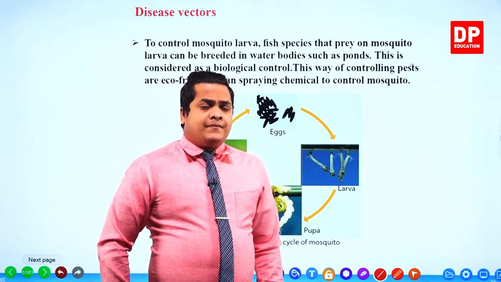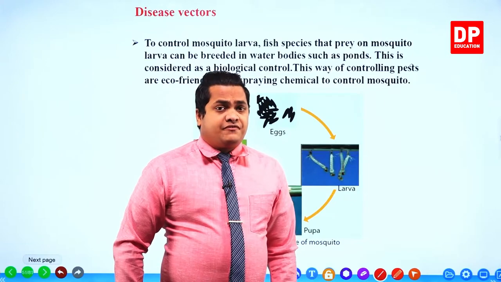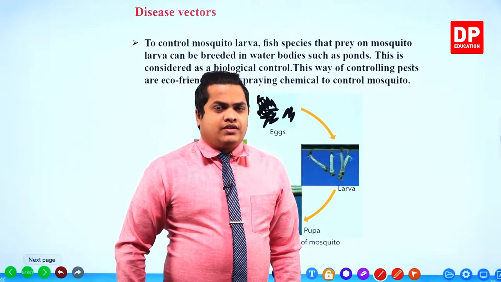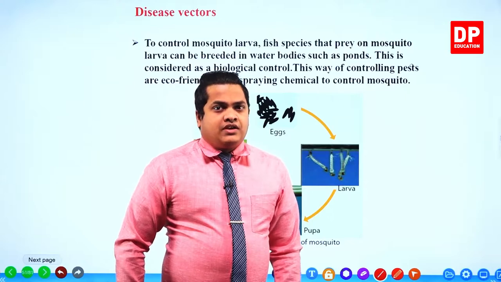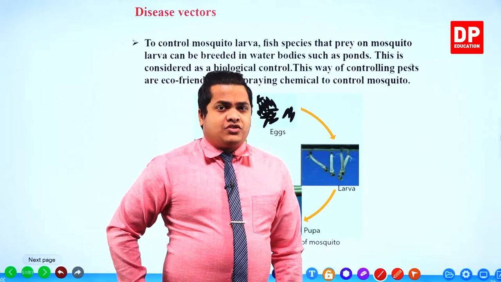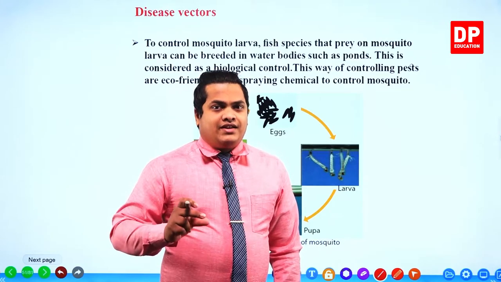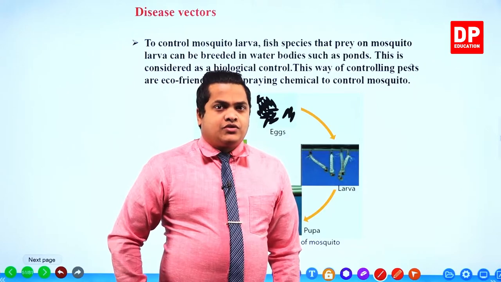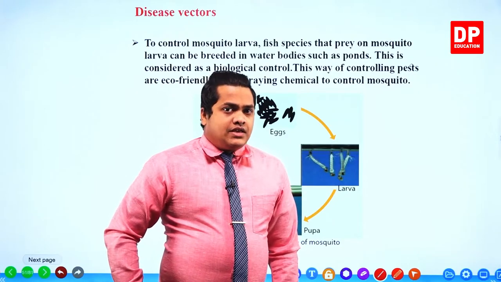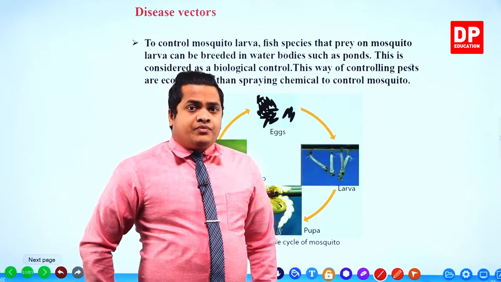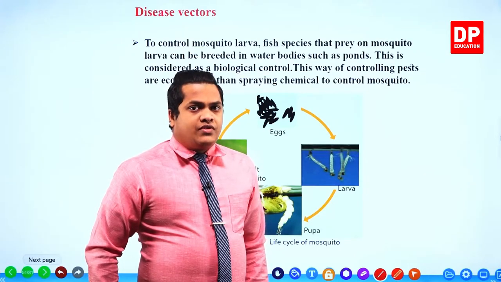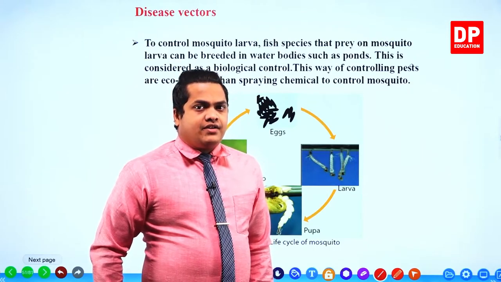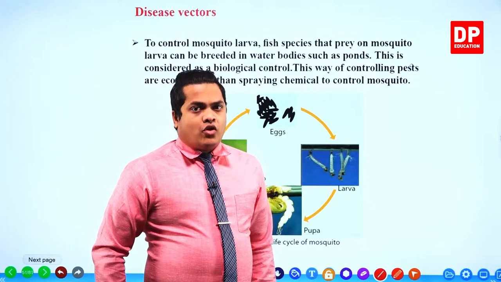The specialty is that these fish should be small, like the guppy fish. The guppy fish is very small in size and has a colorful body. The mosquito larva is a good food for the guppy fish. So, in most ponds, guppy fish can be identified, because they feed on these mosquito larvae.